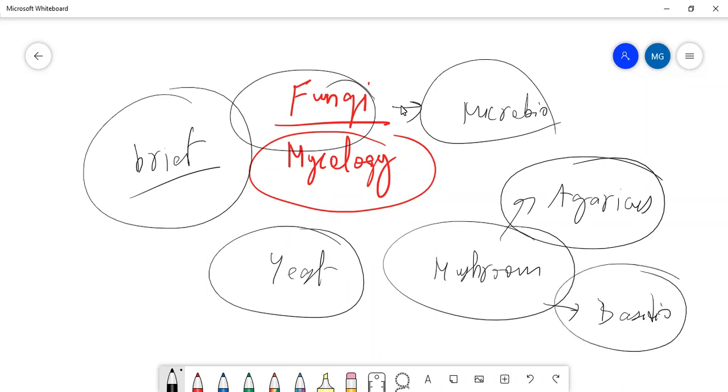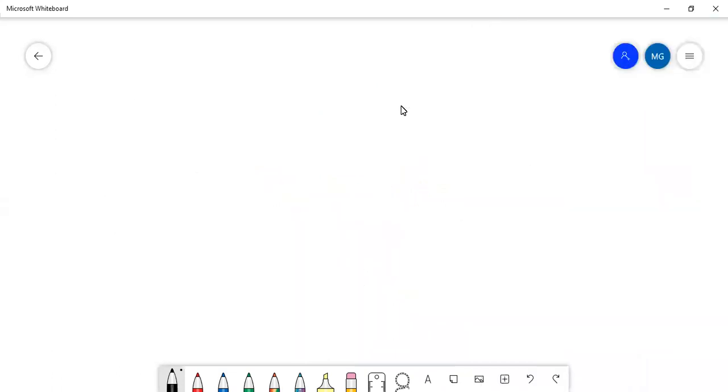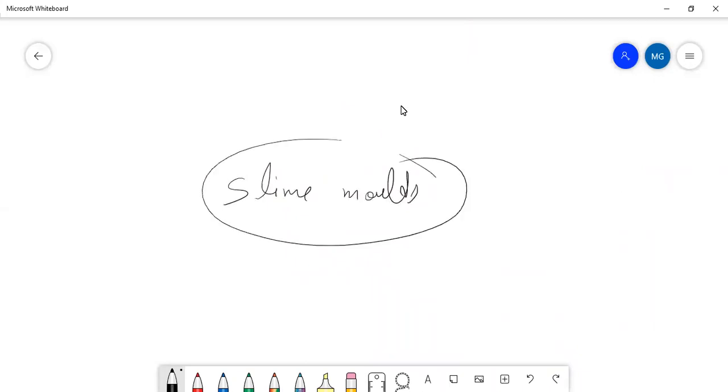We know this is basically basidiomycetes. So yeast, we know this is ascomycetes. Is this clear? If somebody has heard of slime molds, एक term होता है, sometimes we use this term slime molds. Have you heard of slime molds? We know slime molds are basically studied under fungi.